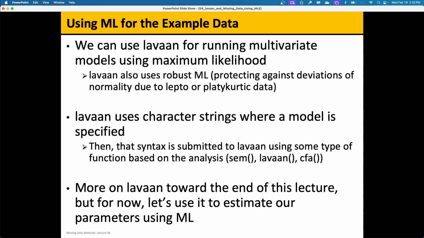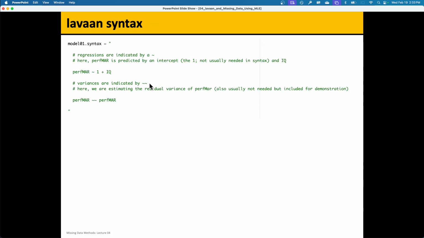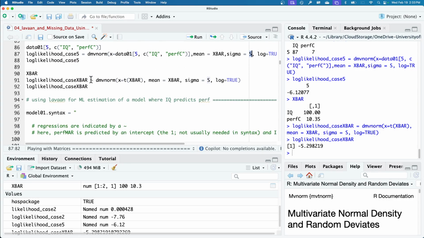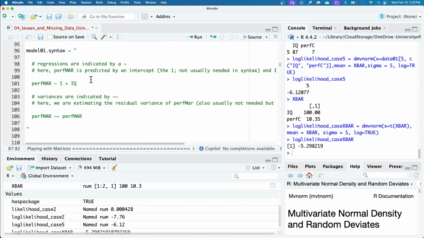I think I have sem on this, but next week, or the next time we have a meeting, 2 weeks from now, I'll have the lavaan function. We'll specify all the parameters. So here's an example piece of syntax. And if I flip over to R, see this here.